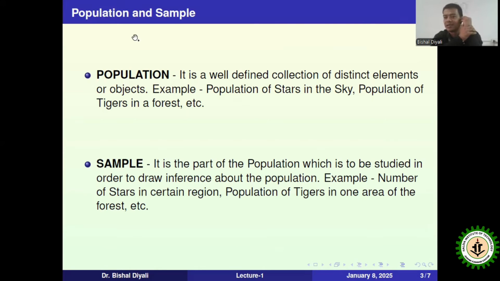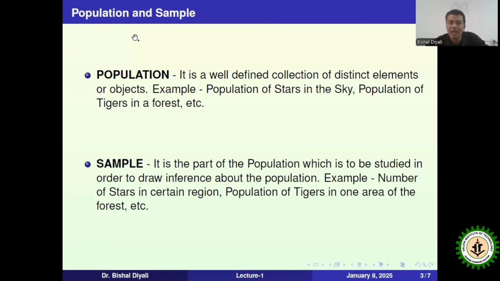And there is a sample. Every time we talk about population we have to talk about the sample, because it is not possible to study the population completely. We take a part of the population and we study it in order to make some analysis and inference about the whole population. So the sample is very, very important. With the help of a sample, we try to know the truth about the population.